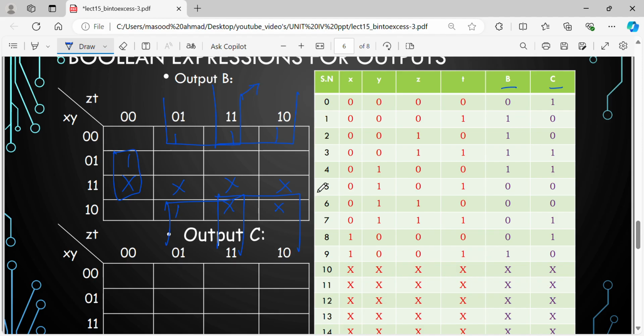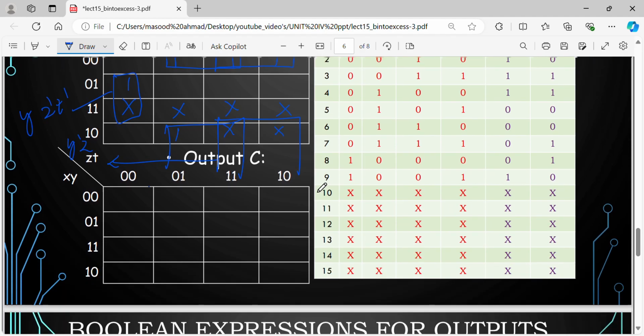So for this, what is common here is y bar. What is common here is t. y bar t is one of the expressions. What is this expression? z bar t bar. What is common here? y. So y bar y z bar t bar. What about this one? For this it is y bar, and here it is z. So y bar z. So one is y bar z, another one is y bar t, then y z bar t bar.